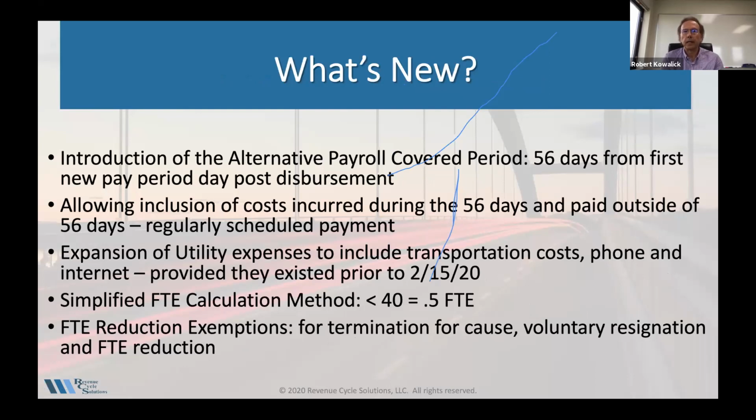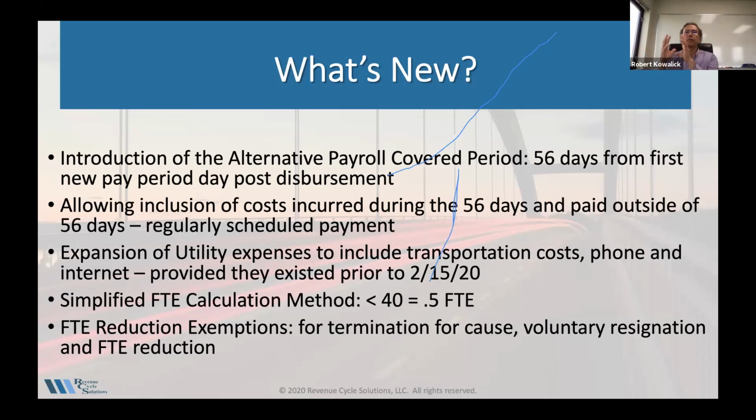I'm just going to run through these bullets here about what's new in the whole program that became known with the application. So there's a new thing called an alternative payroll covered period, and I'll explain that. It's a 56-day period from the first new pay period day that occurred after your disbursement date. So the day your funds showed up in your bank account is day one of your normal covered period. You have 56 days from there.